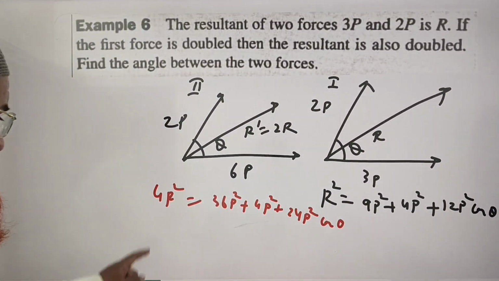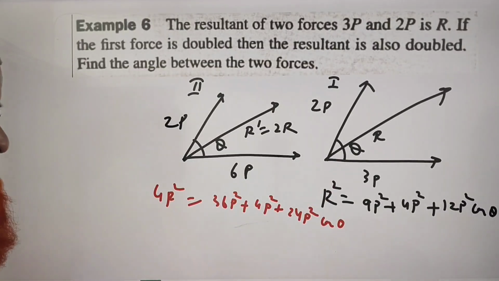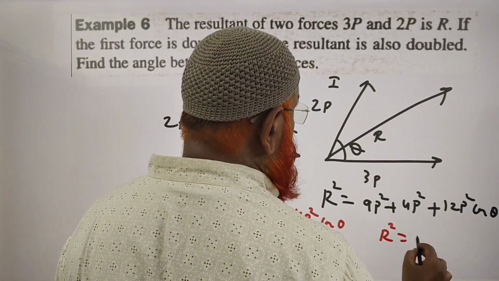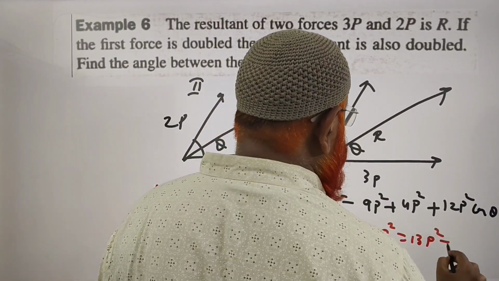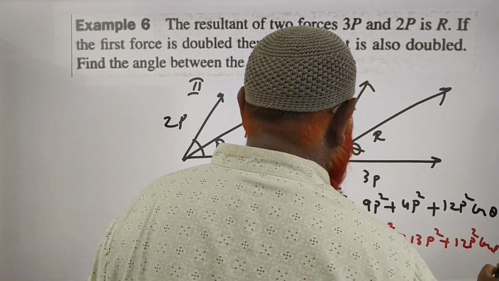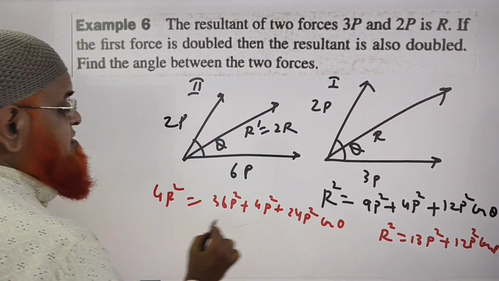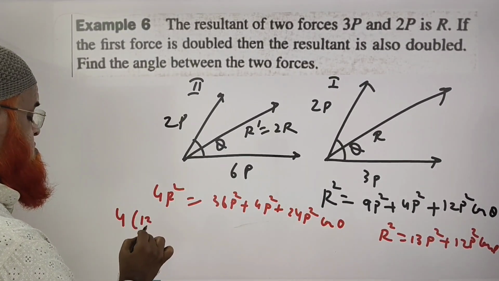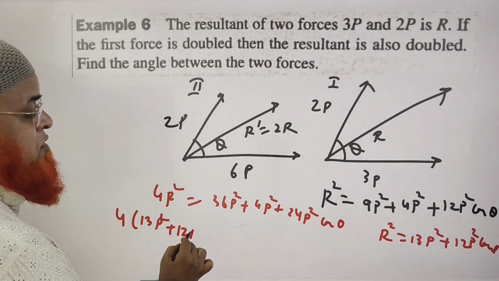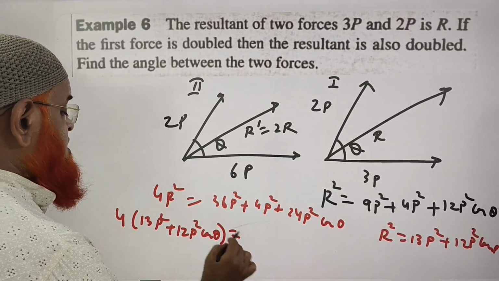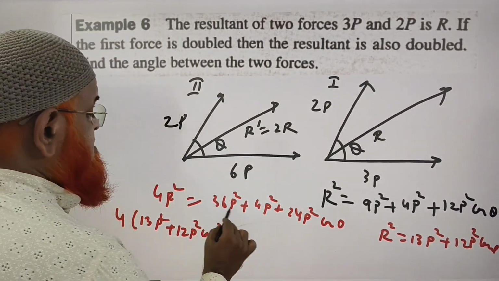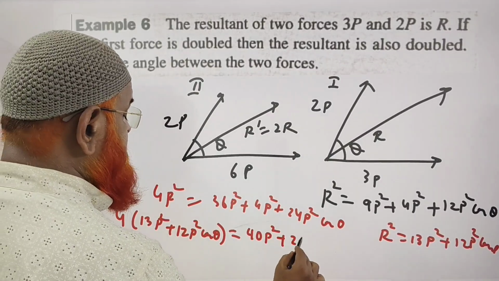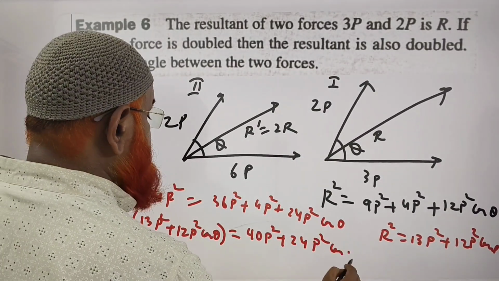So instead of R, you have to write the formula. What is this R square? 9 plus 4 is how much? 13P square plus 12P square cos theta. So can we write that here now? 4 into 13P square plus 12P square cos theta, which is nothing but here 36 plus 4, how much? 40P square plus 24P square cos theta.